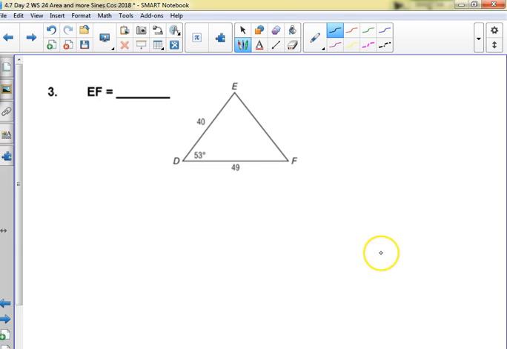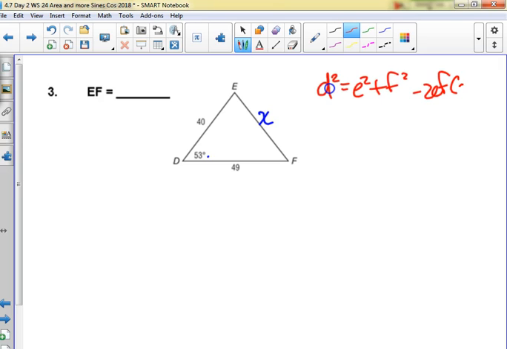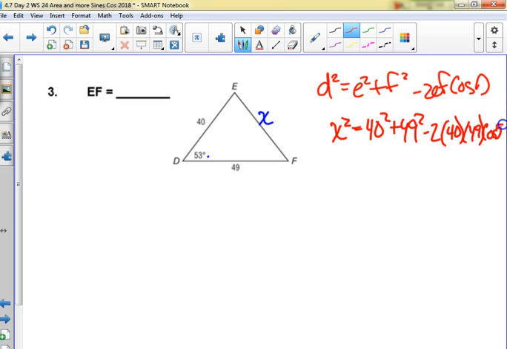Moving on to number 3, it wants me to find EF. If I put an x here, I don't have anything to line up across from each other to use law of sines. So that means I need to use law of cosines. If I wrote it in terms of D, I'd have d squared equals e squared plus f squared minus 2ef cosine of d. So I'm going to write x squared equals 40 squared plus 49 squared minus 2 times 40 times 49 times cosine of 53 degrees. That says cosine of 53 in there.